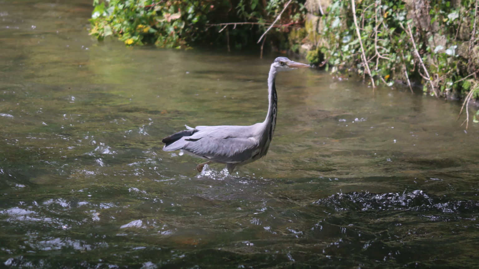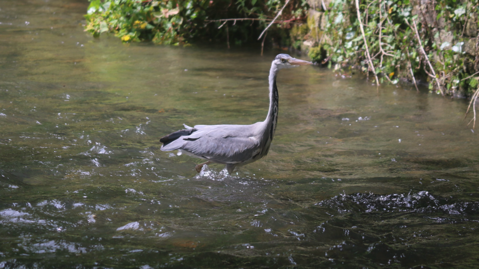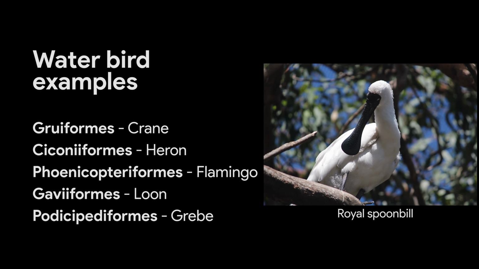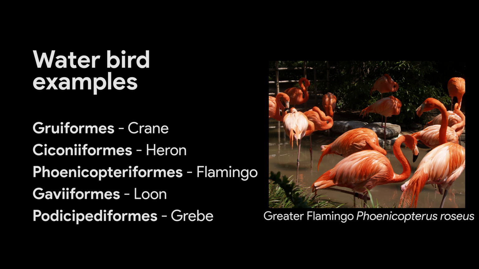Birds in the order Gruiformes include cranes, bustards, button quail, plains wanderer, and mud hen rails. Birds in the order Ciconiformes include herons, storks, spoonbills, and ibis. The 3 remaining orders of water birds include flamingos, grebes, loons, and divers.